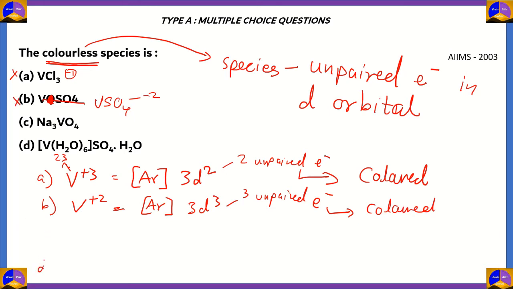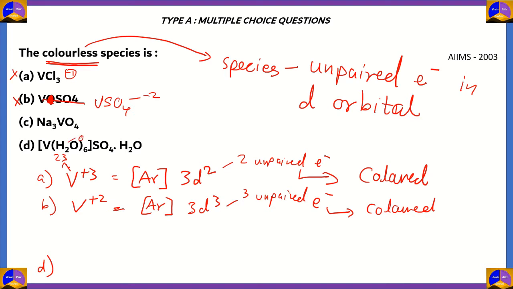So what about option D? In option D, you have [V(H2O)6], and then outside the square bracket you have SO4·H2O. So this is a coordination compound, and water acts as the ligand.